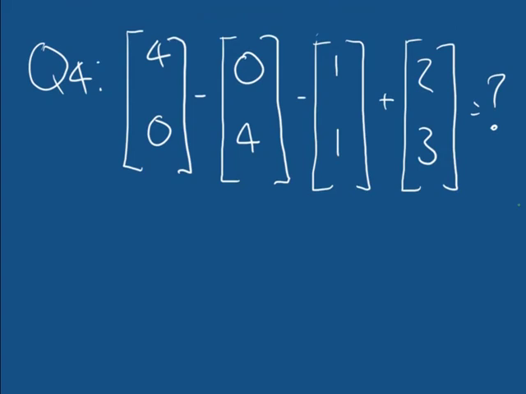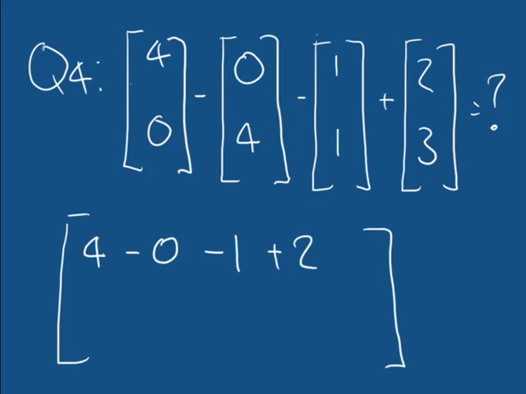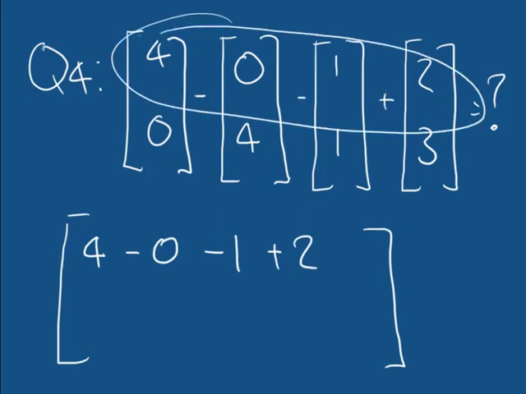Okay, welcome back everyone. So again, the key here is that we work from left to right. So our result vector, in our first component, we're dealing with the first components of our vectors, and we're going to work left to right. So we're going to take 4 minus 0 minus 1 plus 2. Again, left to right for the first component of our result. It's the first component of our vectors.